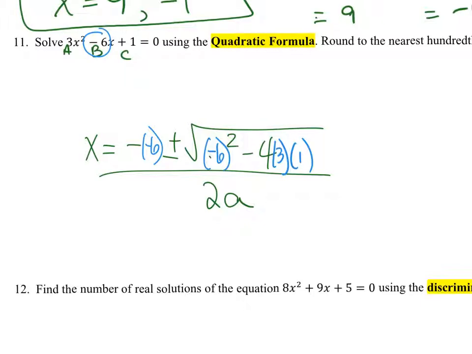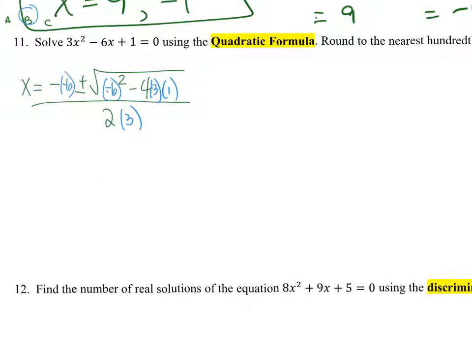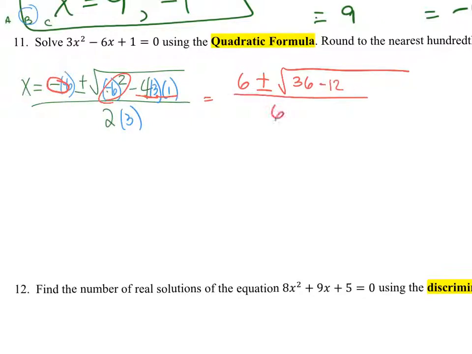The a at the bottom is also equal to 3, so it's 2 times 3. So when you plugged in your values, this is what you should have gotten. From here, I am going to take the math problem. I am going to see that the negative of negative 6 is a positive 6, plus or minus the square root of negative 6 squared, which is 36, minus 4 times 3 times 1, which is negative 12, all over 2 times 3, which is 6.